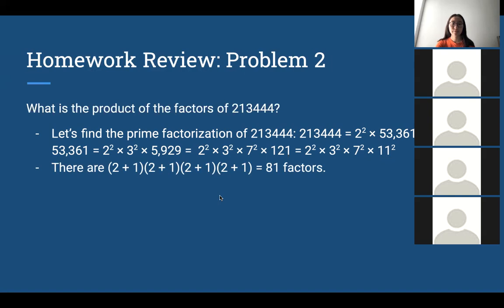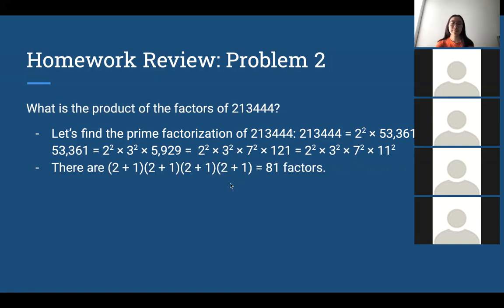And so just as a quick review, you can always use a factor tree to find prime factorization, which is a bit easier than writing it all out like this. And then we take the exponents like we did before, and we add 1 to them. Then you multiply all of those together, and that tells you the number of factors.